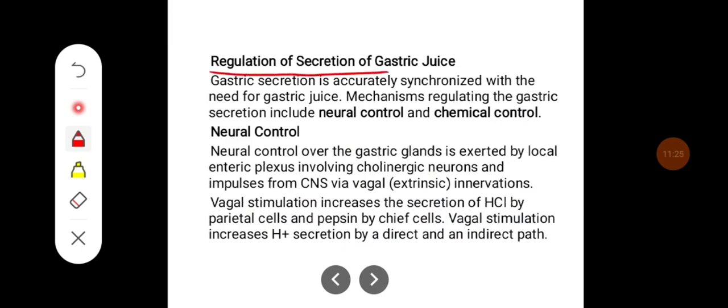Regulation of secretion of gastric juice. Gastric secretion is accurately synchronized with the need for gastric juice. The mechanisms regulating the gastric secretion include neural control and chemical control.